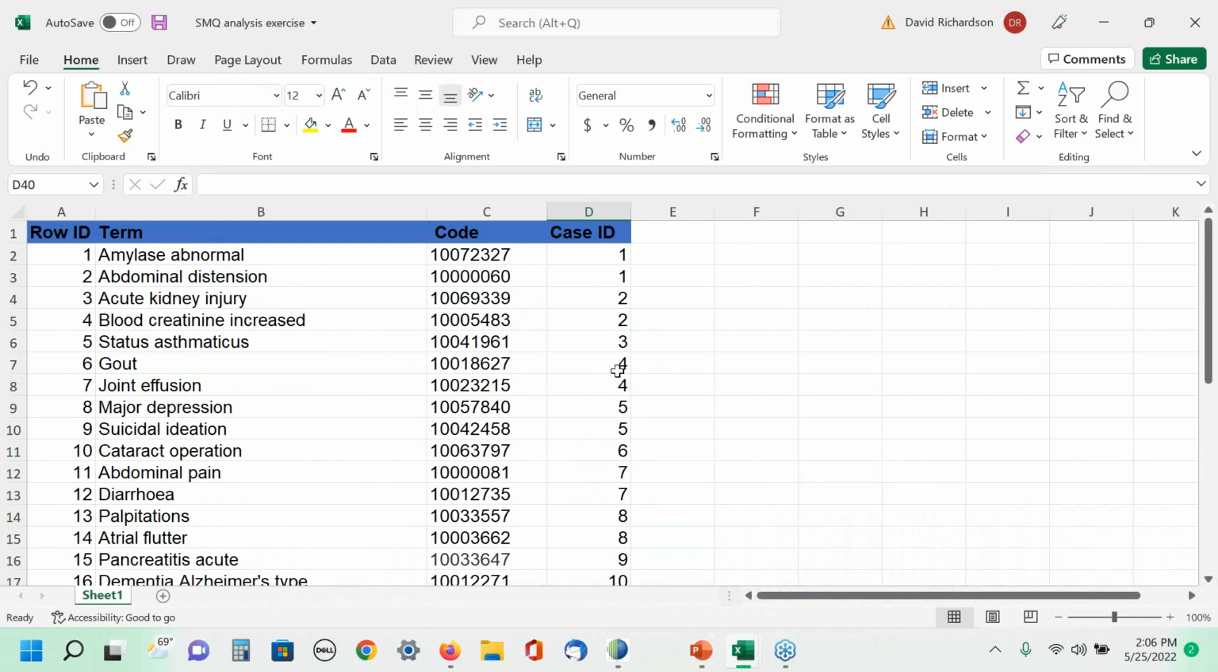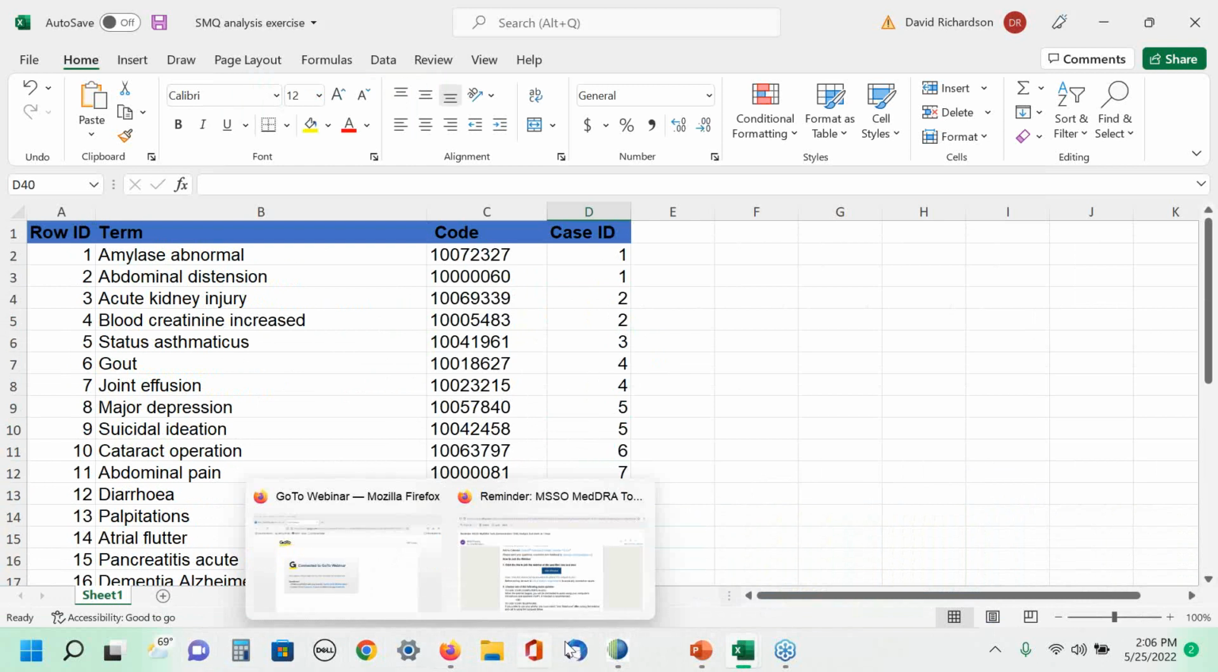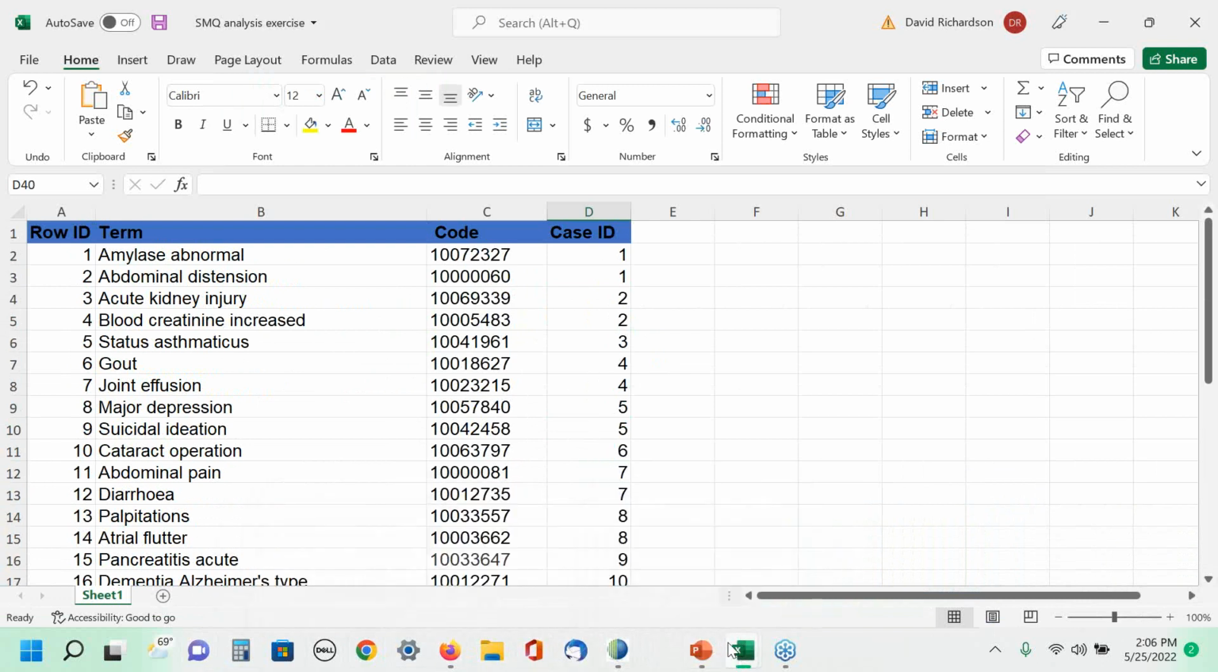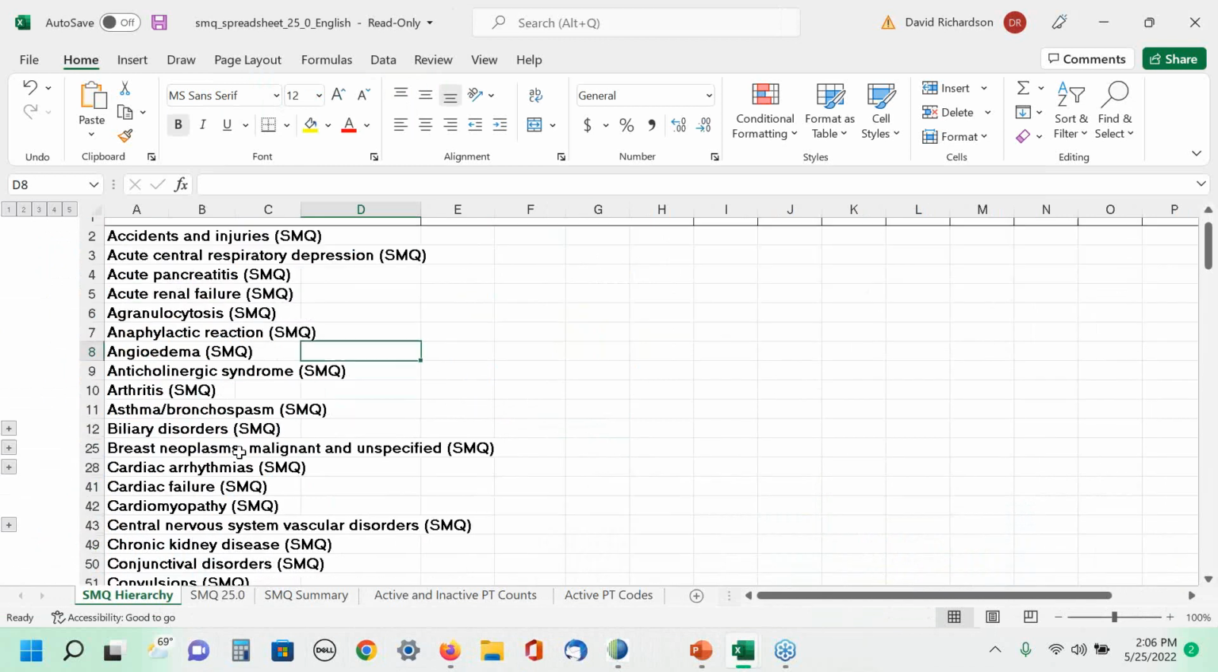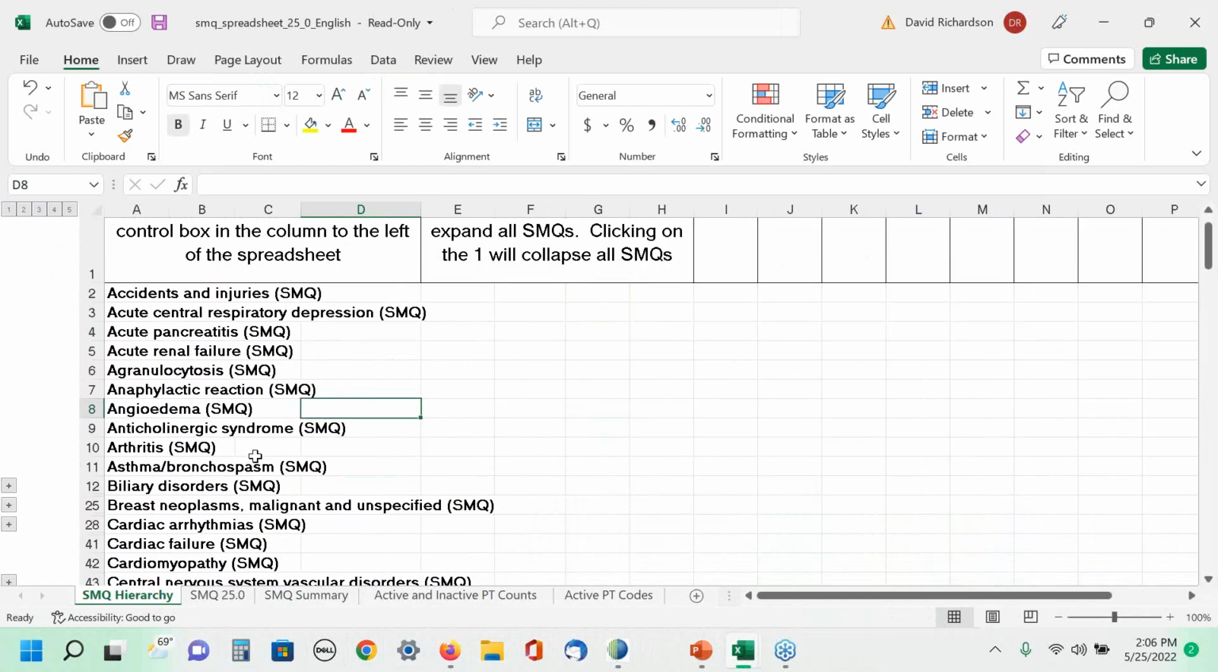And if nothing else has come in at the 11th hour, this is Dr. David Richardson. I do want to just do one last thing that I promised to do when I started, which is just to show you a few of these things. Here's this SMQ spreadsheet that I mentioned to you.